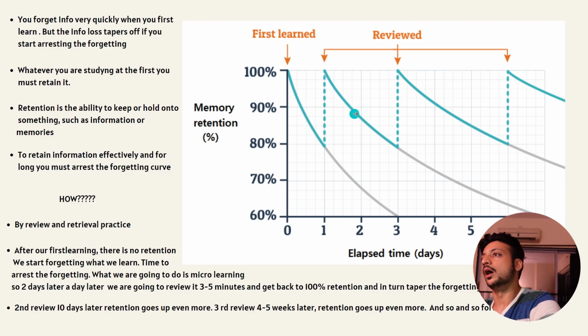On the second review, maybe we'll do it 10 days later. After that, the retention goes up again to 100%, but this time your forgetting curve is sort of slowing down. The third review will be after 4 to 5 weeks. And again, the retention goes back to 100%, and in turn, we are tapering the forgetting curve. The forgetting is going to slow down more and more as you keep continuing to do this.